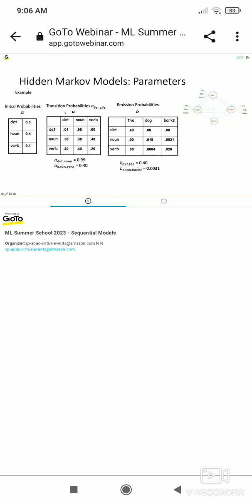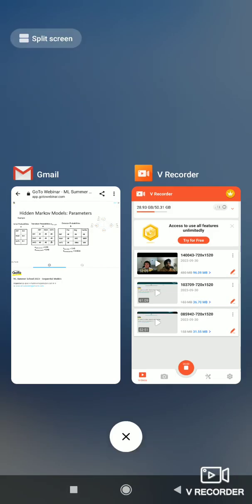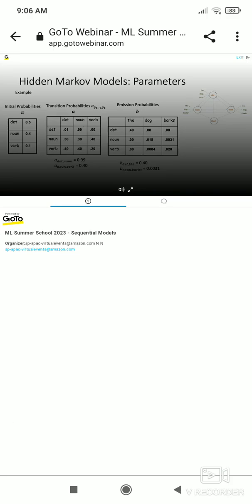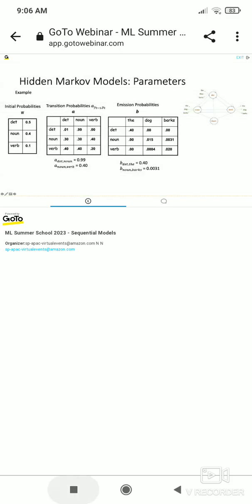These are captured using transition probabilities a(yt minus 1, yt), where the rows indicate the previous state yt minus 1, and the columns indicate the current state yt. For this example, a(det, noun) indicates the transition from determiner state to noun state, which is indicated here, and transitioning from noun to verb is indicated here.